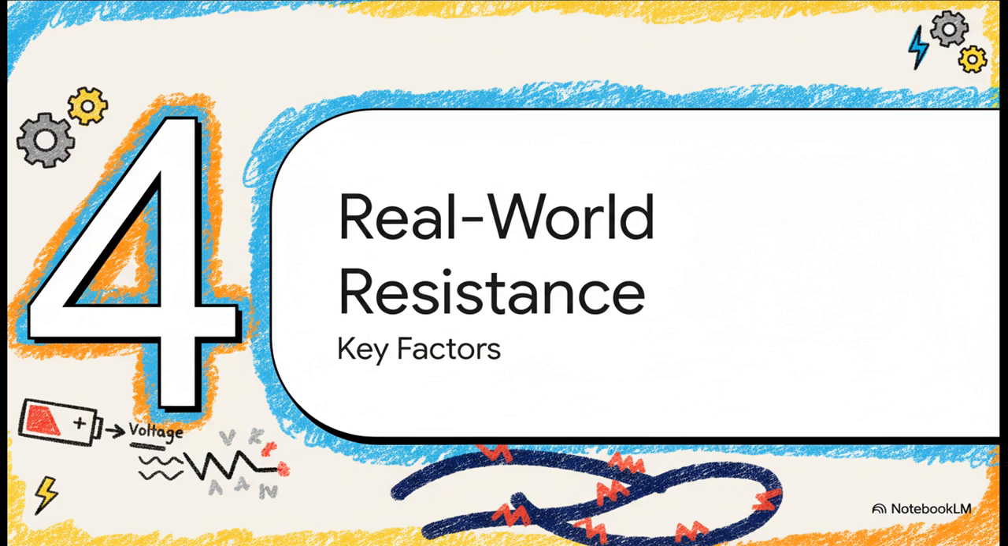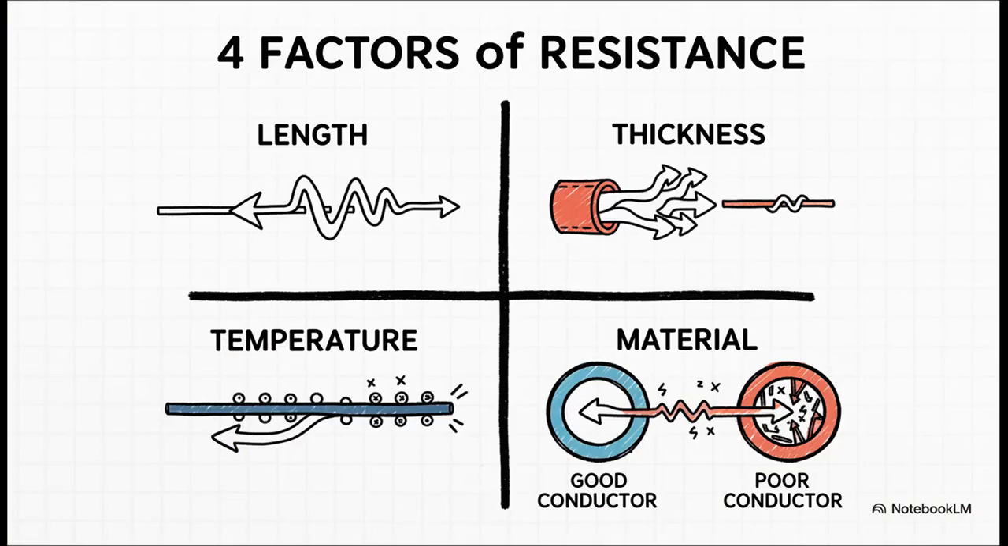All right, that formula is great, but let's get back to the real world. What actually determines the resistance of something like a piece of copper wire? What makes one wire have more resistance than another? It really boils down to 4 main things, and honestly, they all make pretty intuitive sense.